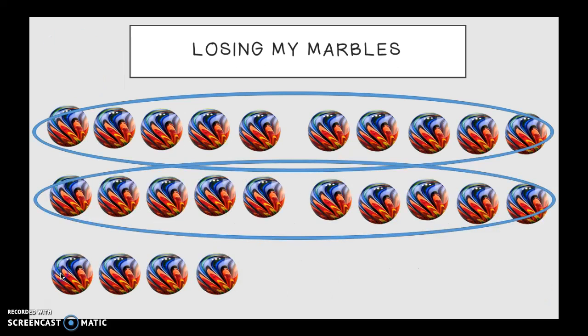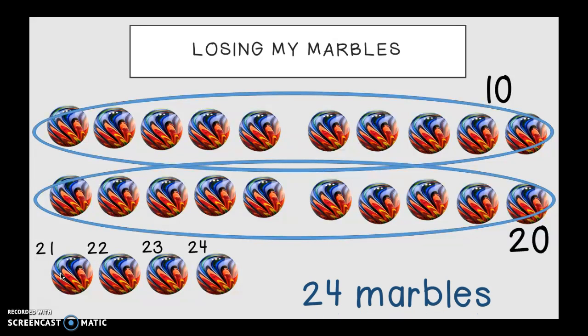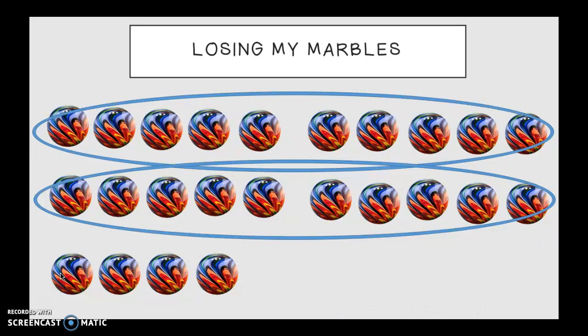Let me show you. So okay, here are my marbles and my groups of tens. Now I can just count up by tens every time I have a group of tens and then get to the ones when I get down to the bottom. Like this. I could say 10, 20, 21, 22, 23, 24. So I have 24 marbles. Or I could just say 10 plus 10 is 20 plus 4 more. So 20 plus 4 equals 24.